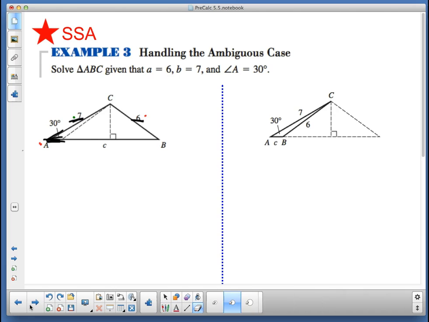So in the first one, what I'd like you guys all to do, it's your opportunity to practice finding C and B and angle C. Okay, so I want you to find those 3 pieces of the left triangle. Okay, and we're going to use those to help us find the pieces of the right, but find the missing pieces of the left one first. Okay, go ahead.